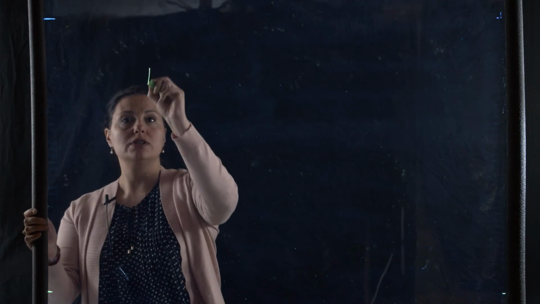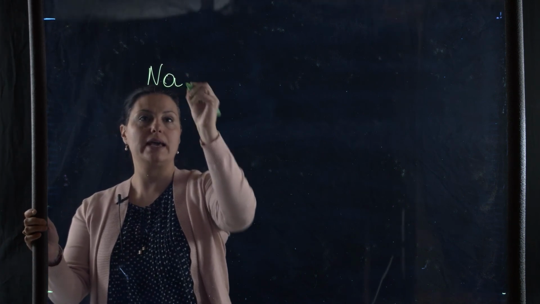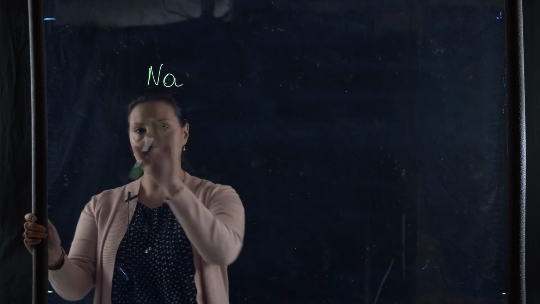Okay, let's look at the problems on slide 17. It asks us to use the periodic table to fill in the atomic number, number of protons, and number of electrons for each of the elements that are listed. We'll start with Na. Na is the symbol for sodium.